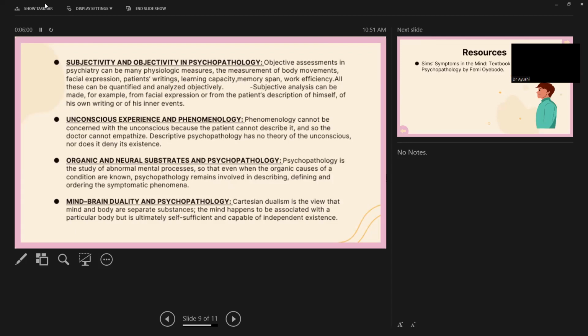Mind-brain duality and psychopathology. Cartesian dualism is the view that mind and body are separate substances. The mind happens to be associated with the particular body, but is ultimately self-sufficient and capable of independent existence.